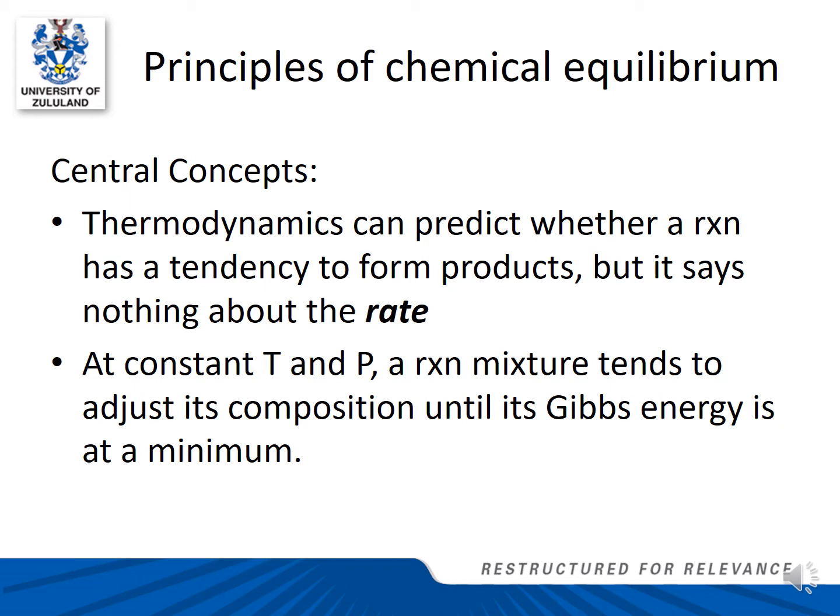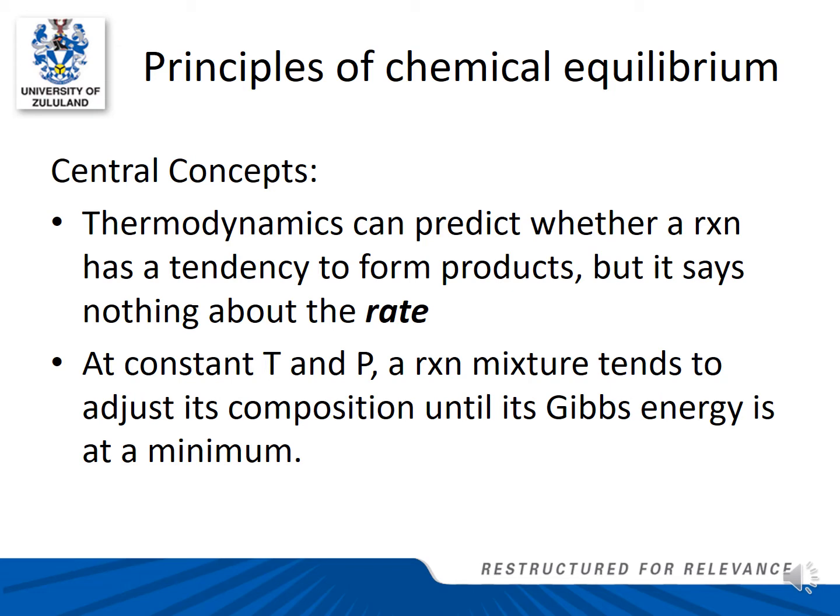So what I'm trying to say is that when we talk about the Gibbs energy, we are going to talk about the Gibbs energy at constant temperature as well as constant pressure. Because if the temperature is not constant, or the pressure is not constant, one can get different values of Gibbs energy. The other thing that is very key around this chapter is that thermodynamics can predict whether a reaction has a tendency to form the products or not, but it says nothing about the rate of reaction.